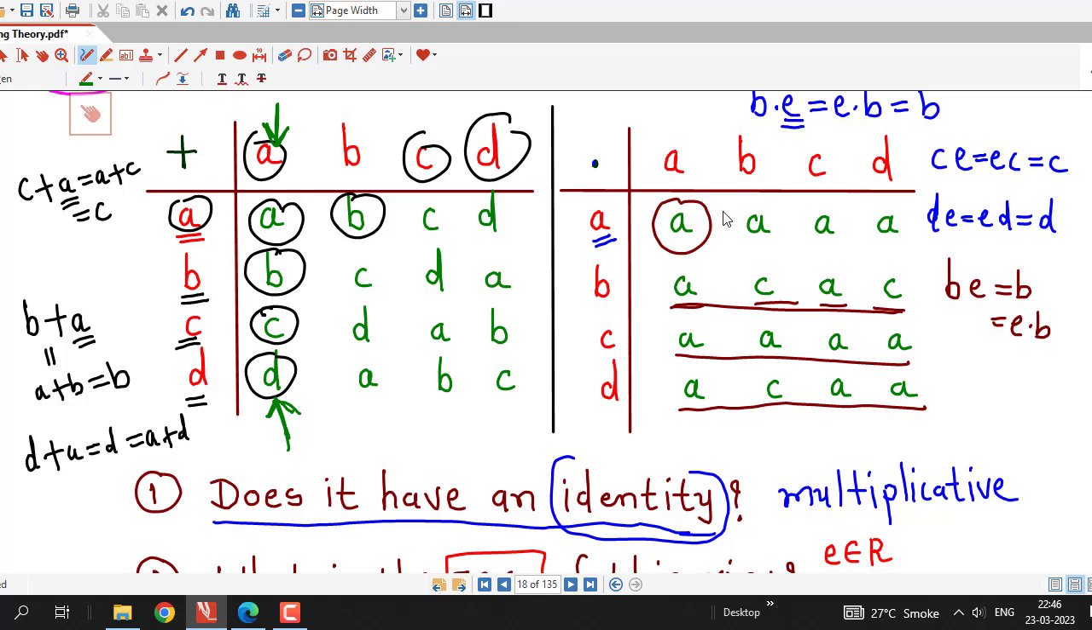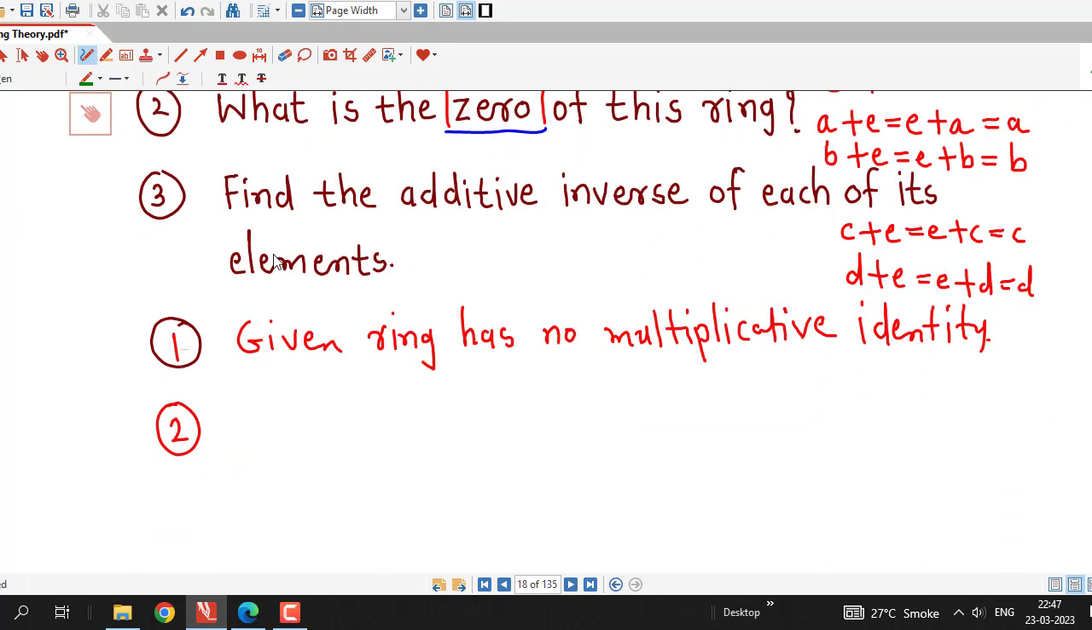Here you can see there is no column which contains all the elements A, B, C, D with respect to multiplication. Therefore there is no identity element with respect to the multiplication operation, because there is no column which contains all the elements A, B, C, D. And with respect to the addition operation, the first column is exactly the same as these elements A, B, C, D, and it appears below the element A. Therefore A is the zero of this ring.